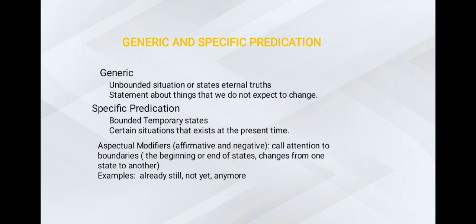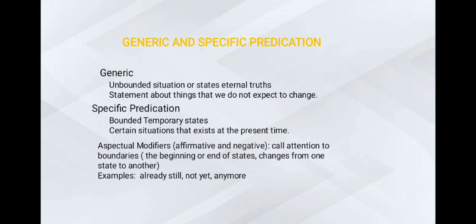Next is generic and specific predication. Generic: unbounded situations or stage-internal truths, statements about things that we do not expect to change. Examples of generic predications are: two and two make four. The Atlantic Ocean separates Africa. That is permanent. We cannot change it.